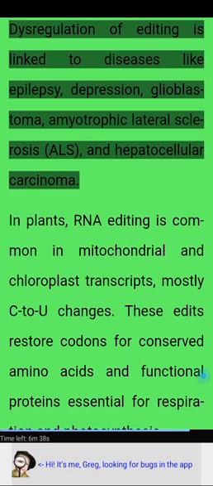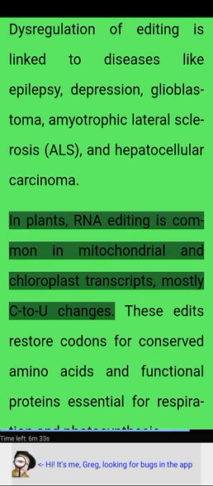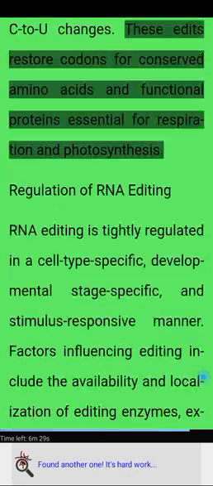Dysregulation of editing is linked to diseases like epilepsy, depression, glioblastoma, amyotrophic lateral sclerosis, ALS, and hepatocellular carcinoma. In plants, RNA editing is common in mitochondrial and chloroplast transcripts, mostly C to U changes. These edits restore codons for conserved amino acids and functional proteins essential for respiration and photosynthesis.